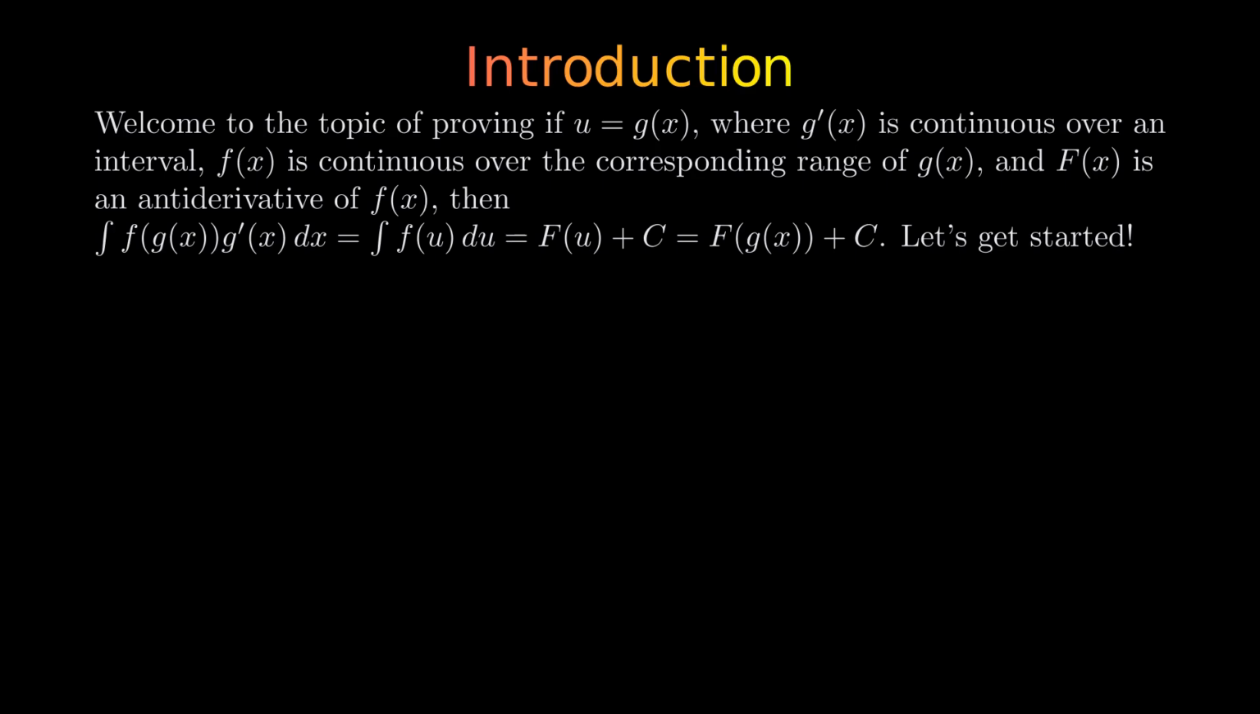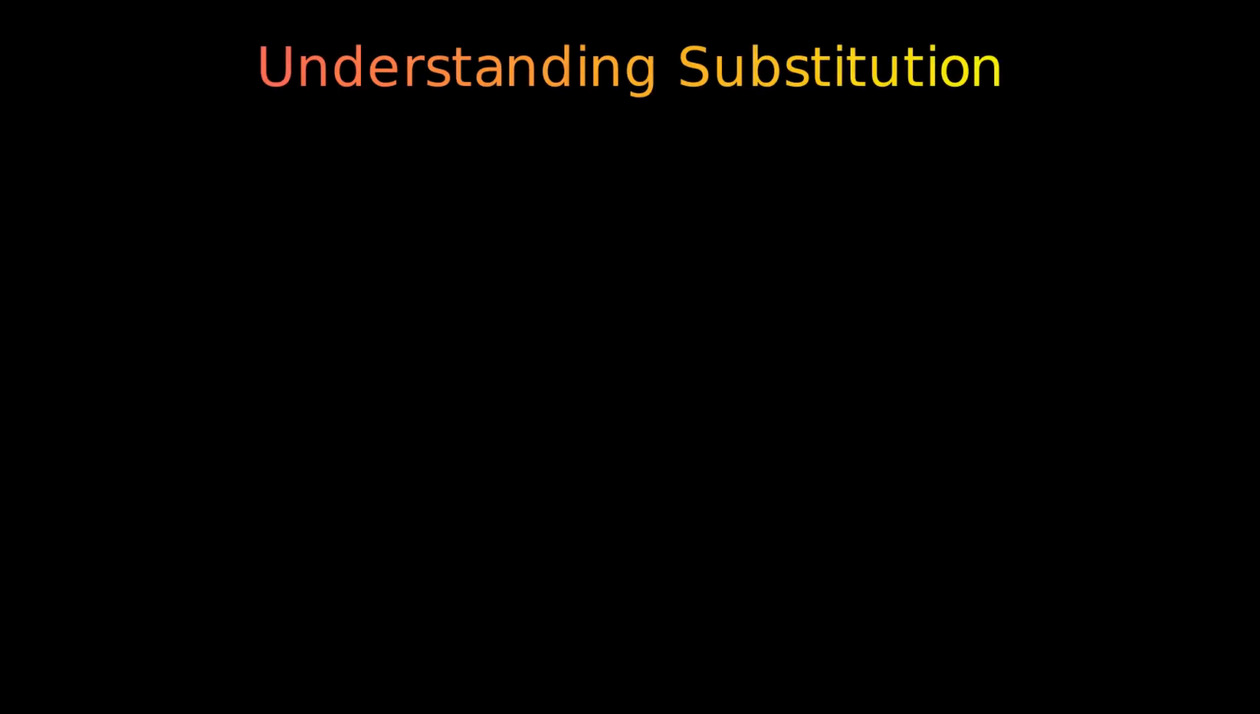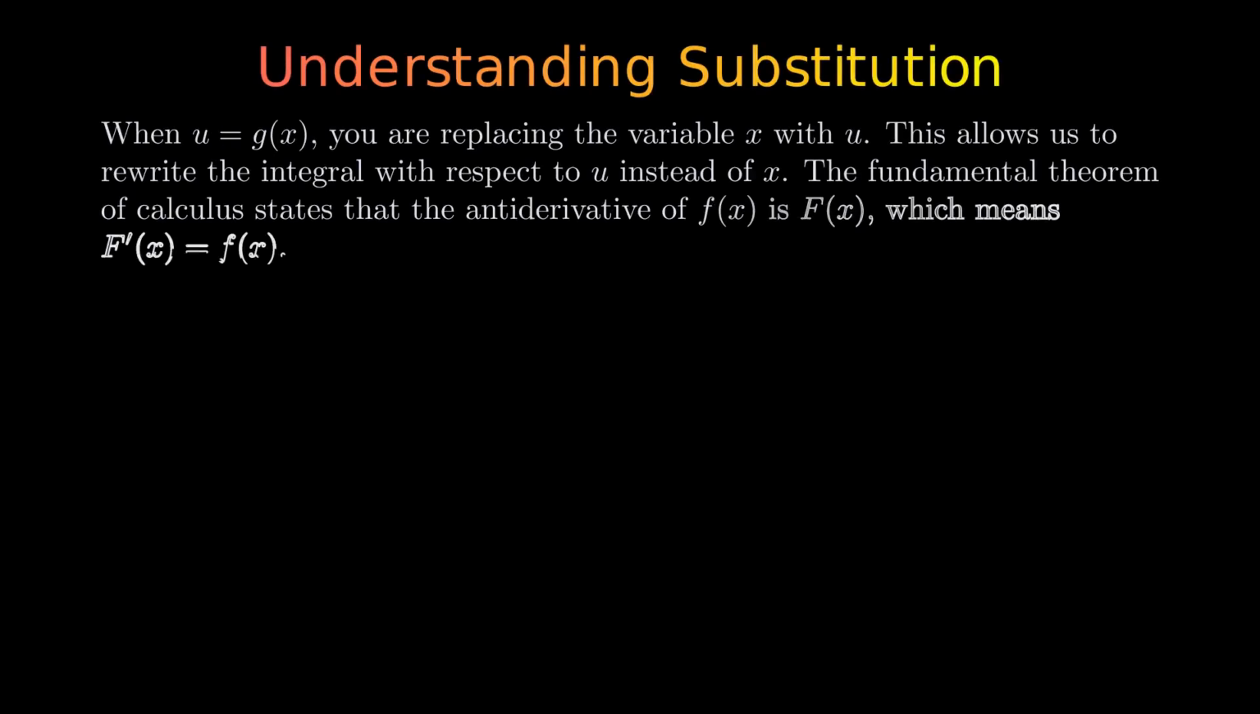When u equals g(x), you are essentially substituting the variable x with u. This substitution allows us to transform the integral from being dependent on x to being with respect to u. Understanding this process is fundamental in simplifying complex integrals.